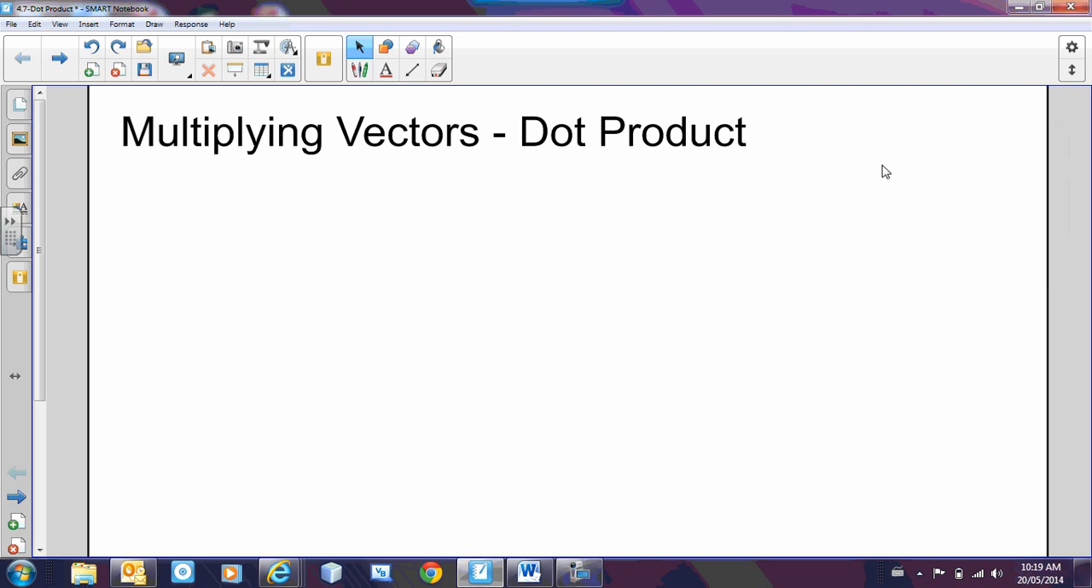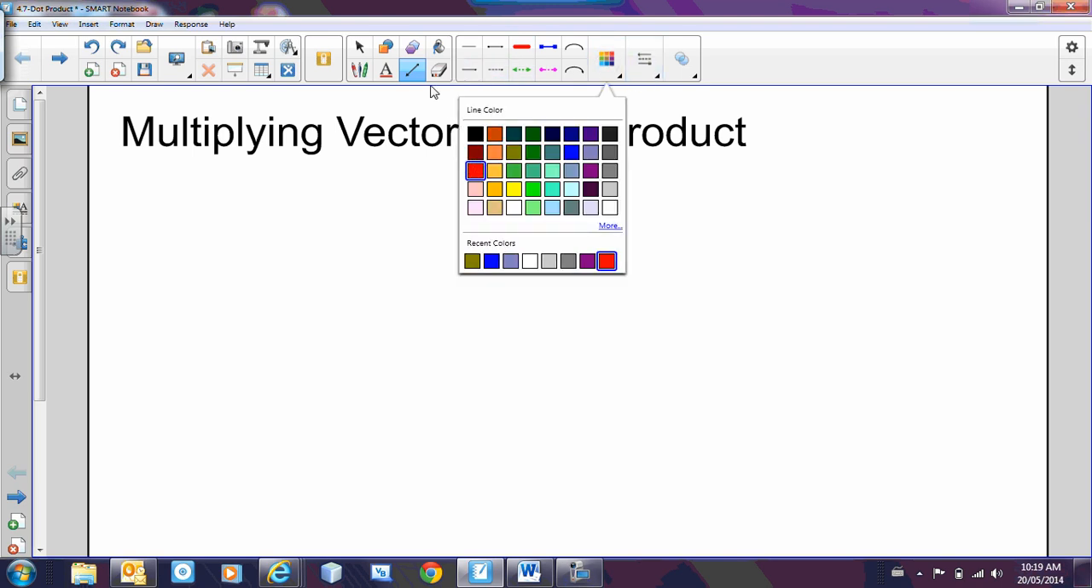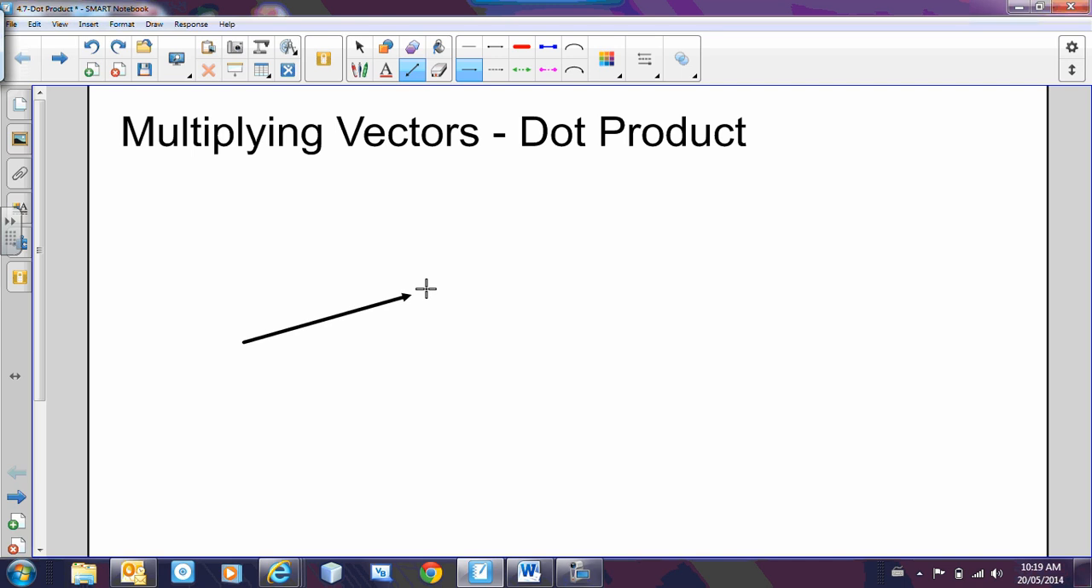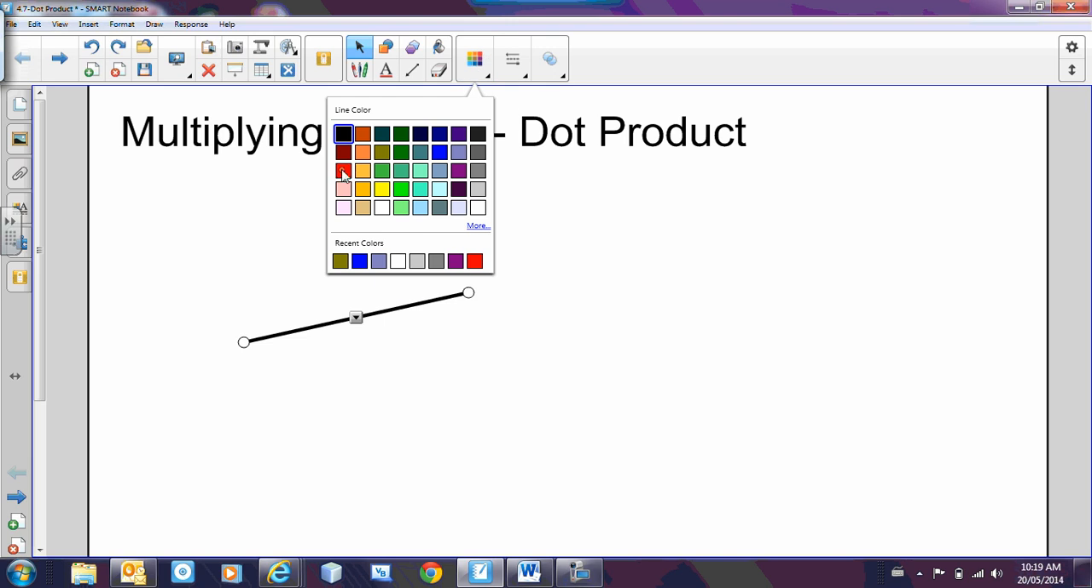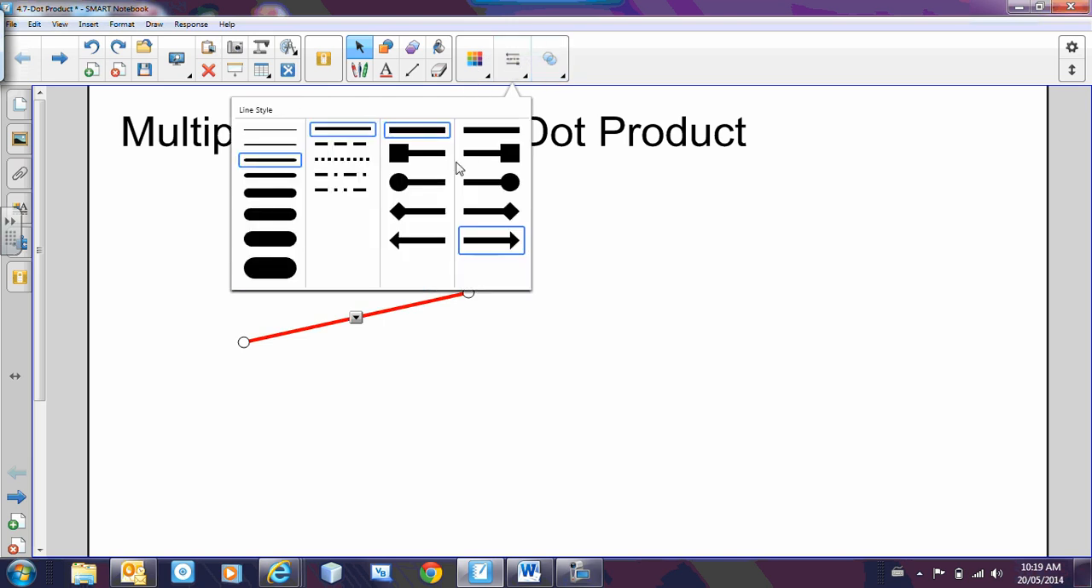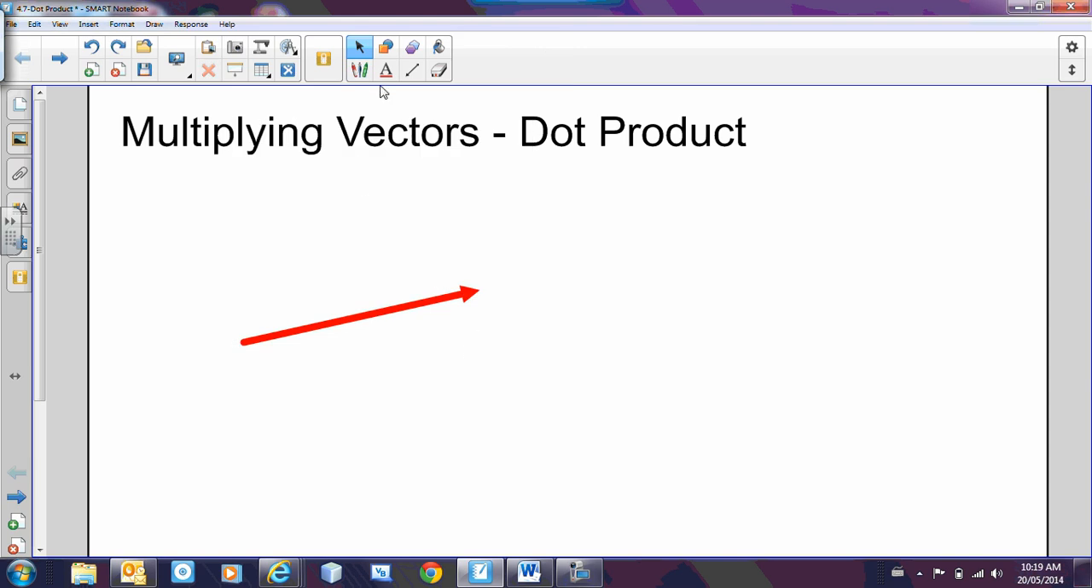Okay, so we've previously looked at adding and subtracting vectors. We did a little bit of work with multiplying a vector by a scalar value. In case anybody doesn't remember, a scalar value is something like this. This is my vector, and I'm multiplying it by a scalar, meaning any value that does not have a direction associated with it.